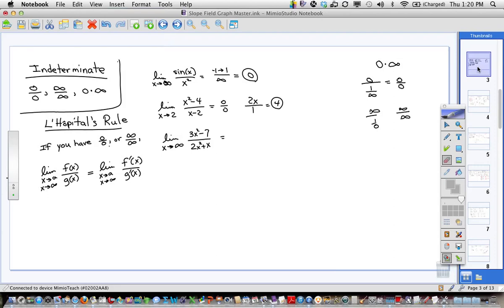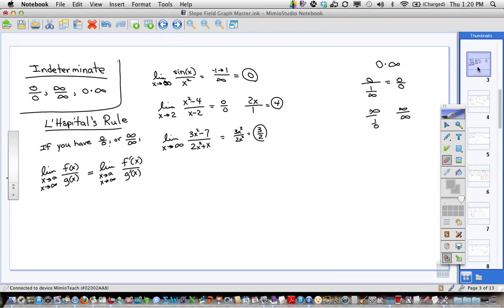The 7's not really going to matter. The x is not really going to matter. This is 3x squared over 2x squared. Okay, so that doesn't really matter. So this is like 3x squared over 2x squared. The x squareds cancel, and we get 3 halves. I think that's awesome. Okay, but L'Hopital's rule should work, right?